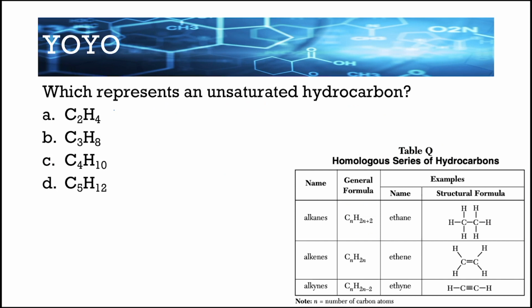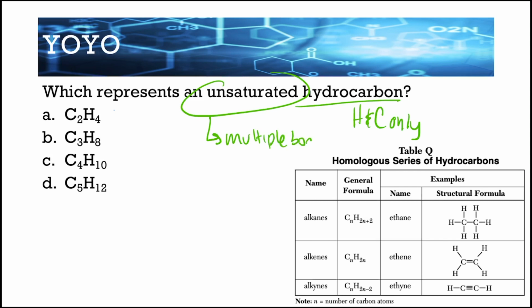Number 2, this one says which represents an unsaturated hydrocarbon. So again, hydrocarbon, you have H and C only. And looking at the answer choices, that doesn't really help, but that's okay. When we're talking about unsaturated, we're talking about something with multiple bonds. There are two types of things with multiple bonds. We have double bonds and we have triple bonds. And those fit into this section of the table.